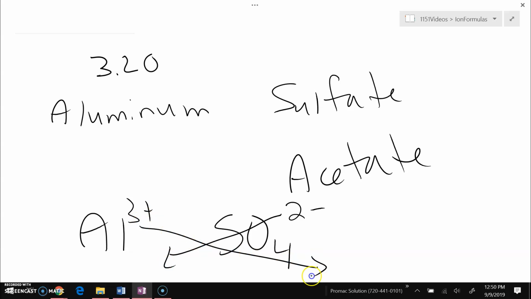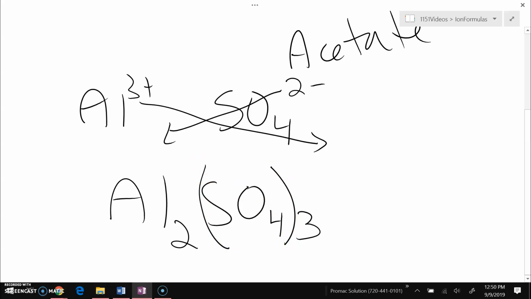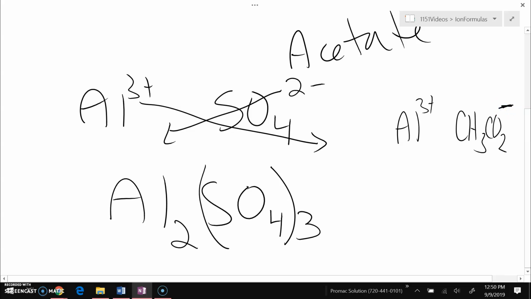Using the crisscross method, I would get the formula Al2(SO4)3, and it would look like Al2SO43 if I didn't include my parentheses. So that would be the first one. The aluminum with the acetate: Al3+, and then your acetate is CH3CO2-. You may sometimes see that written as C2H3O2-. Sometimes you'll see where the H is 4, but it's not negative, so you have to be clear what you're looking for. Just memorize that and you'll be fine.